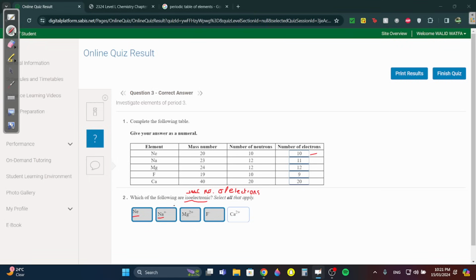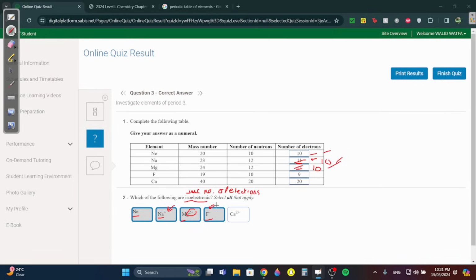Na plus means it loses an electron. If it's 11 it loses an electron, it becomes 10. So this is 10, this is 10, so we pick it. Mg2 plus means it loses 2 electrons. So 12 becomes 10. So we also pick it since there's 10, 10, 10.